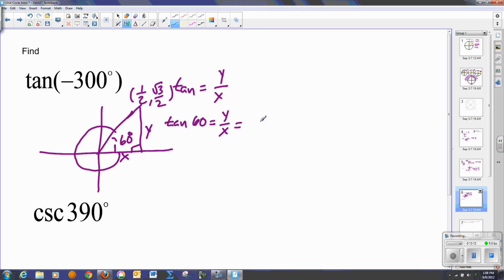If that's true, I take my y value, which is root 3 over 2, put that over my x value, which is a half, multiply by the reciprocal, and end up with root 3. And that is the tangent of negative 300 degrees.